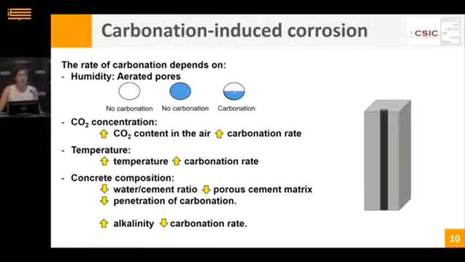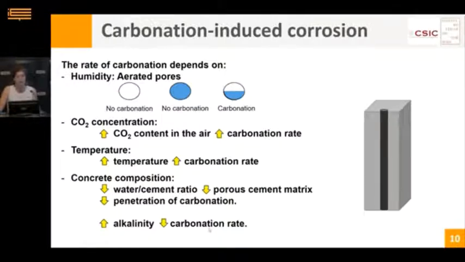This occurs in the concrete surfaces. As the CO2 content in the air increases, the carbonation rate increases. An increase of temperature will also raise the carbonation rate. Regarding the concrete composition, a low water-cement ratio and adequate curing lead to a less porous cement matrix and slow down the penetration of carbonation. Moreover, higher alkalinity may decrease the carbonation rate.